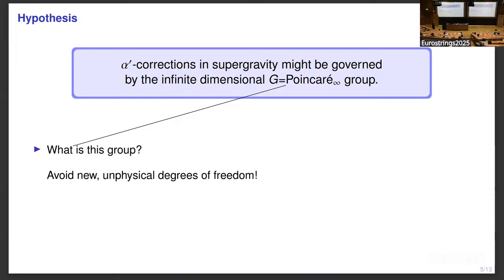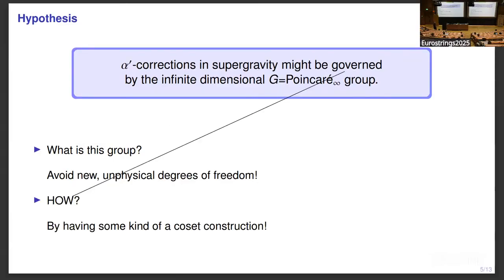So this brings me to the two natural questions in this context. What is this group? The guiding principle here will be that, of course, to get a larger group, we have to add something to our theory, but we will add it in such a way that we don't add any new unphysical degrees of freedom. And the second question is, of course, how do we use this extended group to get, for example, an action or the equations of motion? And you will actually see that this will be done also by a coset construction. And this coset construction will be done by generalized Cartan geometry.